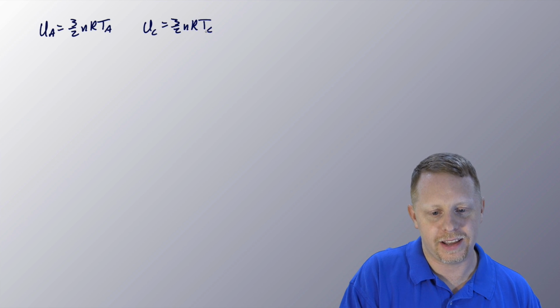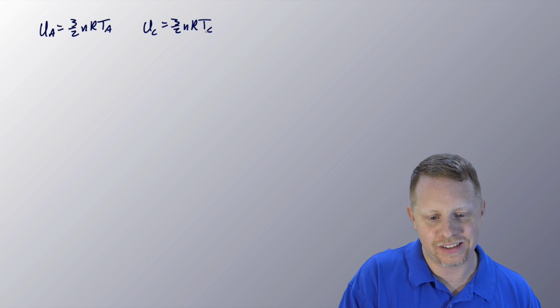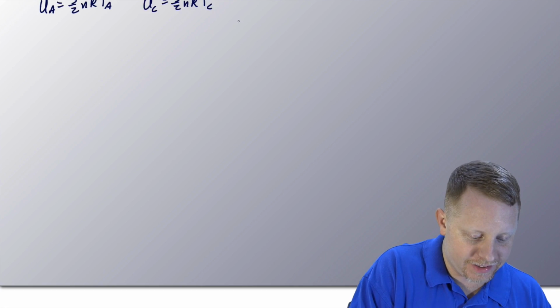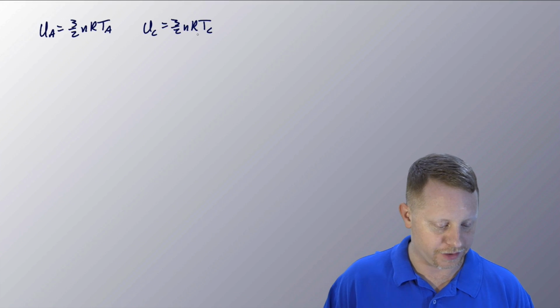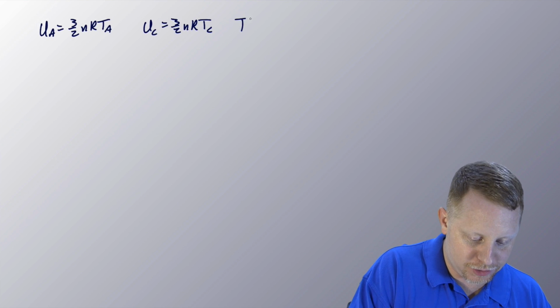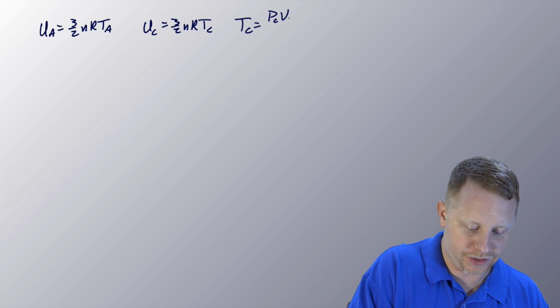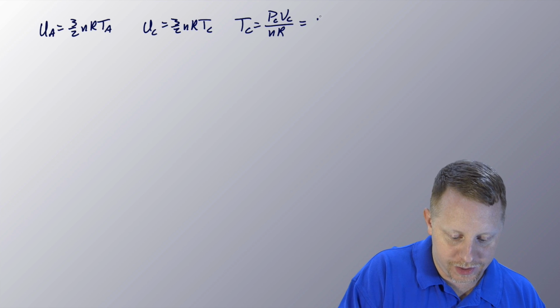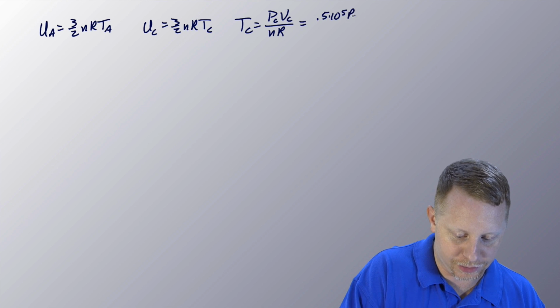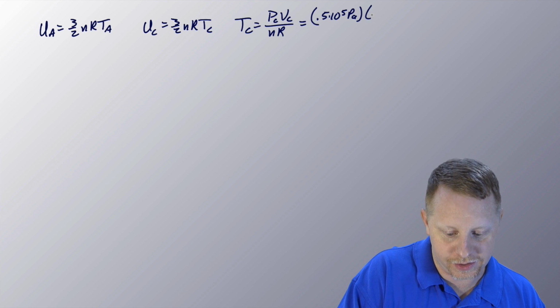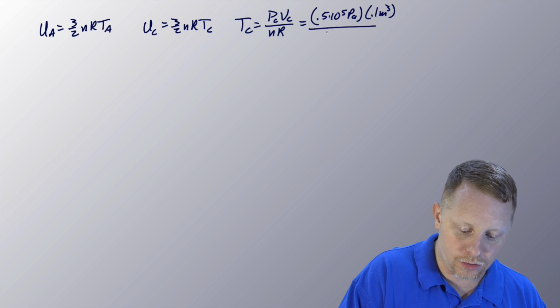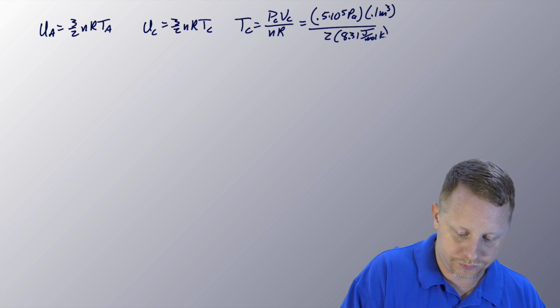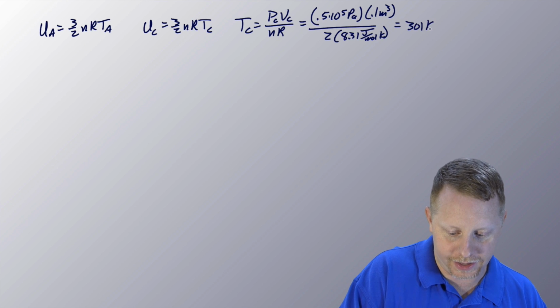Well, we know the internal energy at A, or can find that pretty easily. The internal energy at C, well, we need to find the temperature at C in order to solve this correctly. So I would find the temperature at C using the same formula we've been using, PV over nR from the ideal gas law. That'll be 0.5 times 10^5 pascals times our volume at C, 0.1 cubic meters, all over 2 times 8.31 joules per mole Kelvin, or about 301 K.